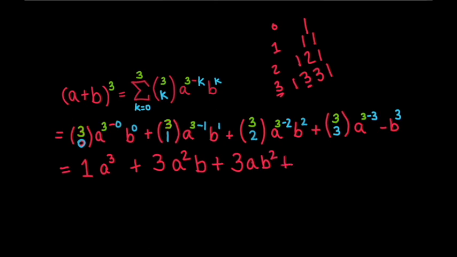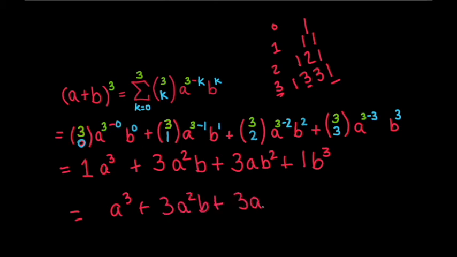So then 3 choose 3, it's 1, so that'll be 1 times a to the 0 with b cubed, right? And this should not be a subtraction sign. Oh my God, I'm so sorry. There we go. And that will give us a cubed plus 3a squared b plus 3ab squared plus b cubed.